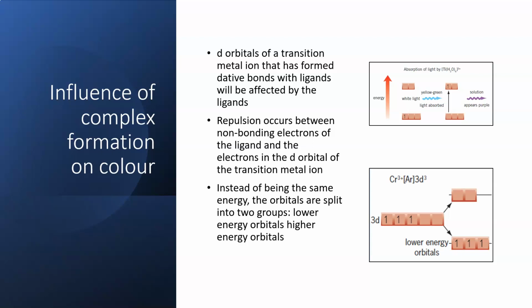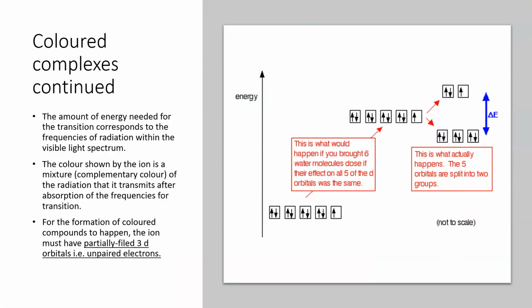If we look at this picture here, we see that we have the energy, white light, yellow and green light is absorbed, causing the electron to rise up, and the solution will appear purple because of the yellow-green absorption. The difference in energy of this transition is what we're talking about being influenced by the binding of the ligands. So when we have different binding of different ligands, we see different splitting of these d orbitals between the occupied and non-occupied orbitals.